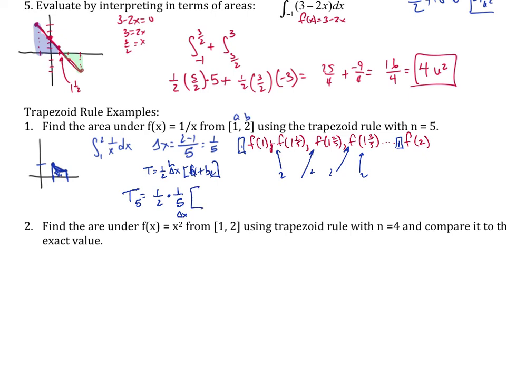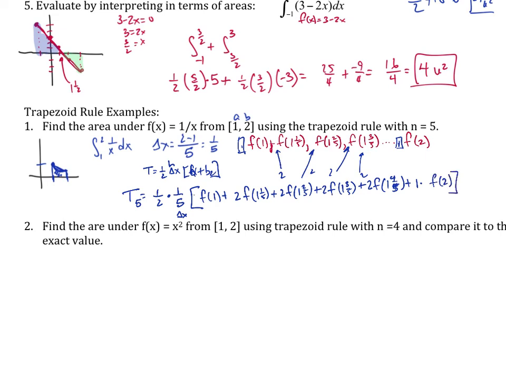Now, this will be f of 1 plus 2 times f of 1 and 1/5. Now I'm going to write it all out. Plus 2 times f of 1 and 2/5. Plus 2 times f of 1 and 3/5. Plus 2 times f of 1 and 4/5. Plus, now this will be 1 times f of 1 and 5/5, which is just f of 2. I'm sorry if I said 2. 1 times f of 2, okay?